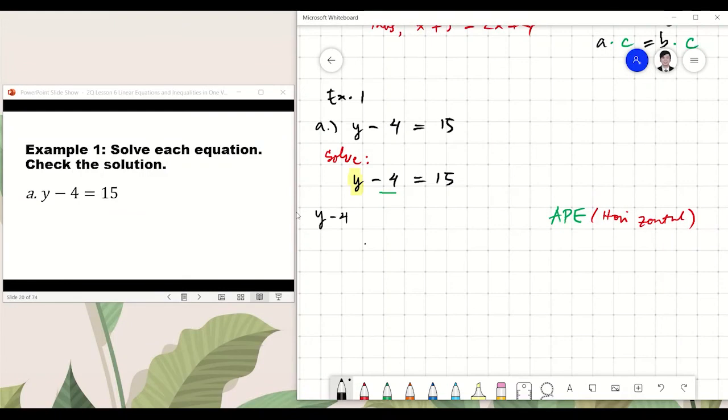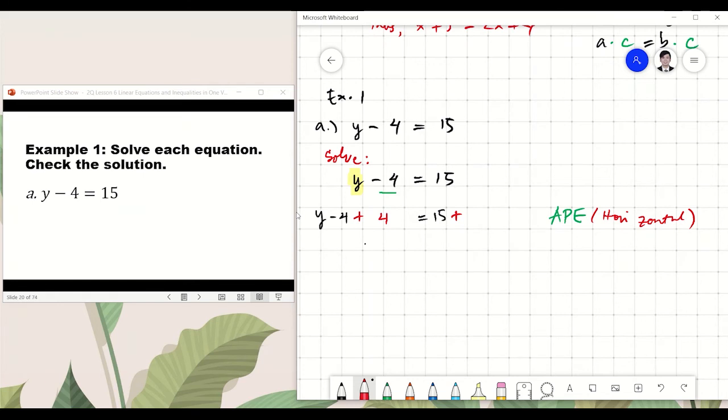Ano yung dapat i-add natin para mawala yung negative 4 sa ating left side? So try to pause this video and try to think first kung ano yung dapat i-add natin sa ating negative 4 para maging 0 siya. Yan yung goal. Okay. Kung yung iniisip nyo, if it's a 4, then you're correct. You're supposed to add its opposite.